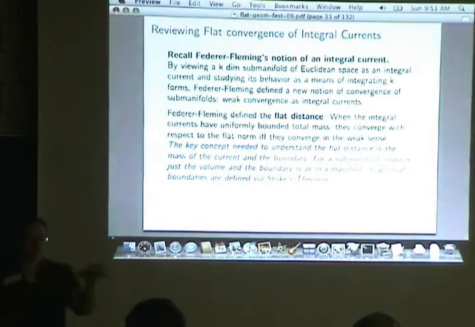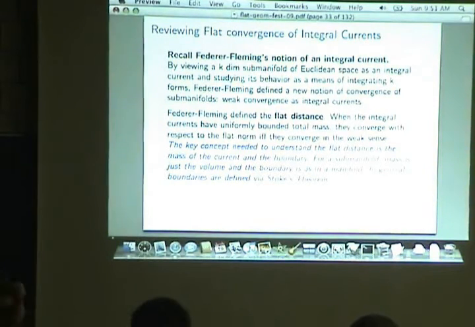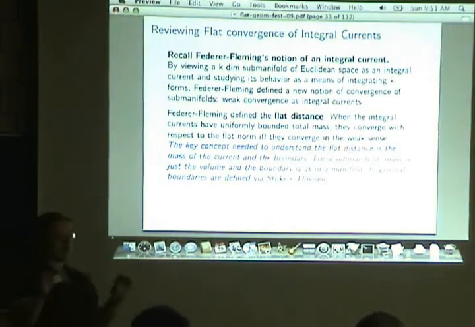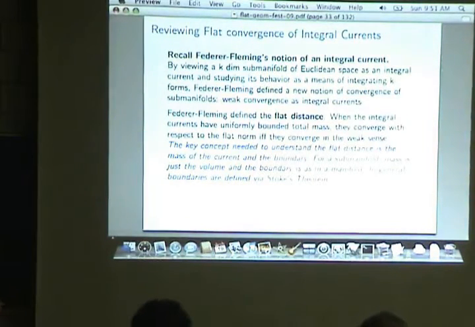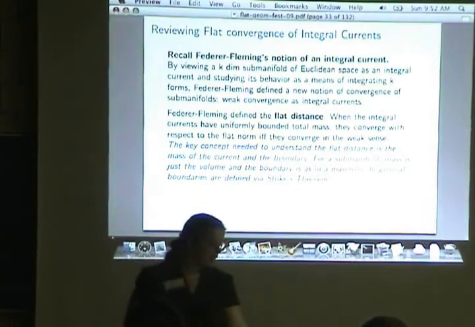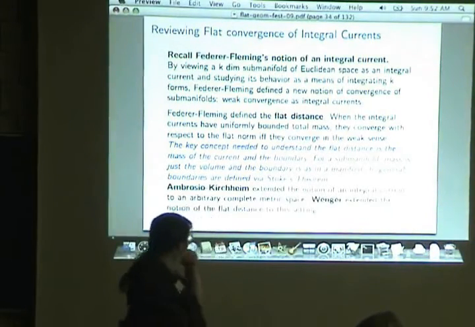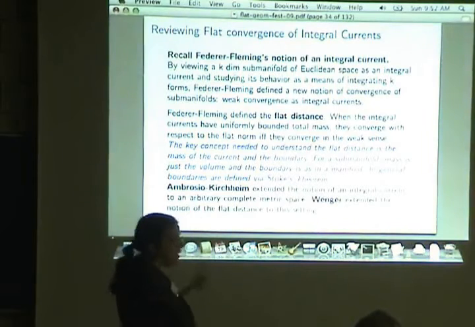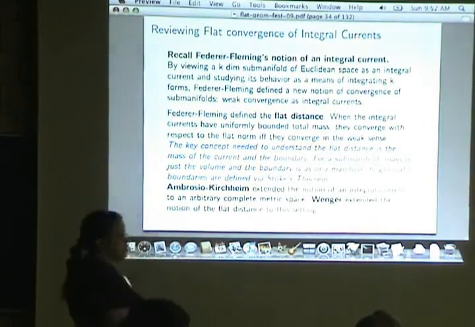You think of the mass as just like the volume, counted with multiplicity. And you think of the boundary just as, if it's a submanifold, the boundary is just the boundary. You have a surface, the boundary is just the boundary of the surface. But the boundary in general is defined, remember it's an integral. The boundary of an integral current is the integral acting on d of the form. If you multiply it by a half, you're not allowed to do that. We're sticking to integer multiplicities for this.